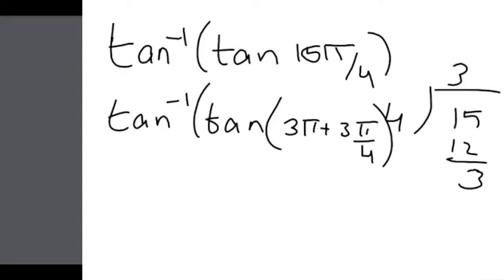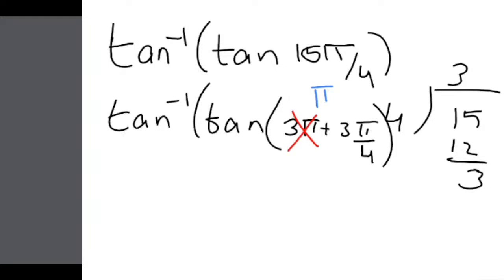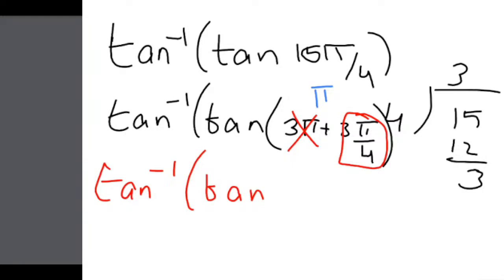Okay, so we know that tan is always repeating after every pi. If you look here, tan will start from here, then it will end here, then it will repeat again, then it will end here. So every pi, it repeats its value. So we can neglect this 3 pi. We only need this 3 pi by 4. So tan inverse of tan 3 pi by 4.